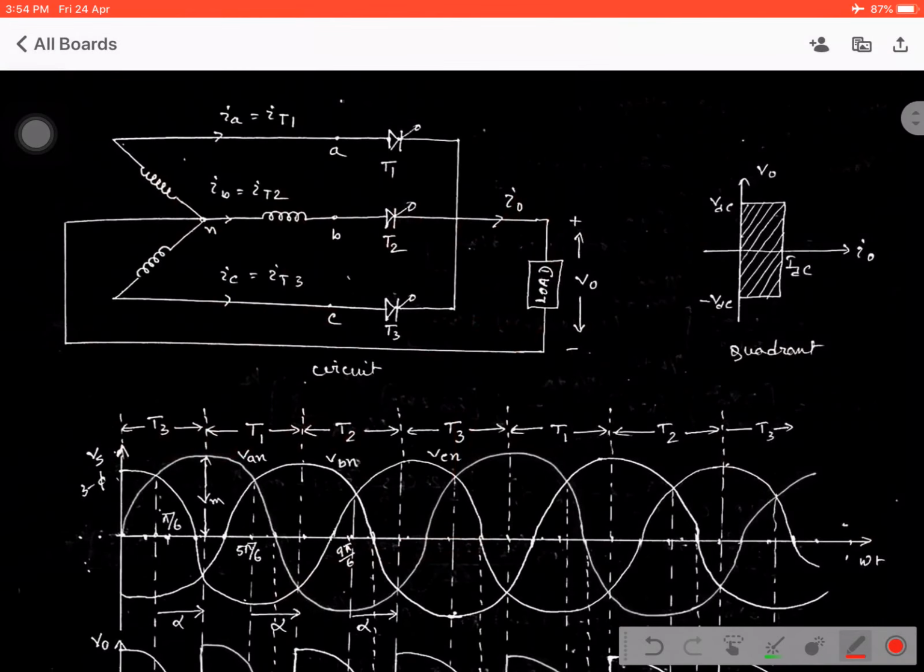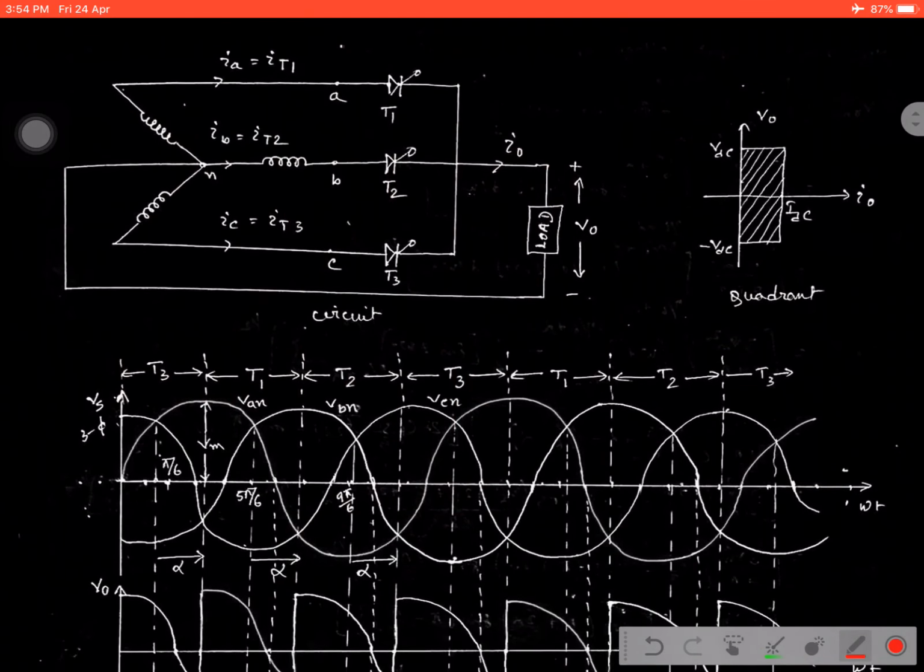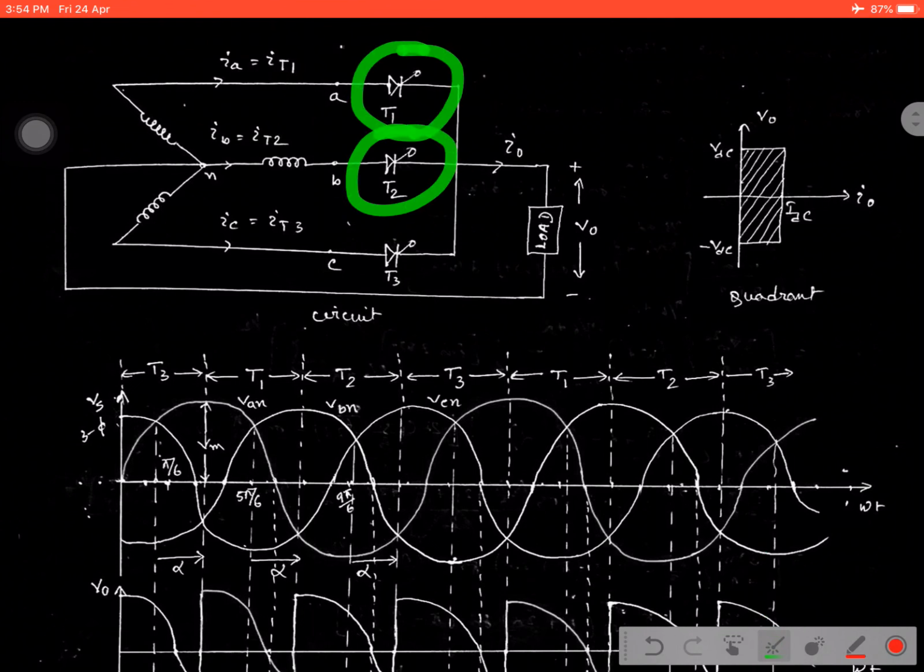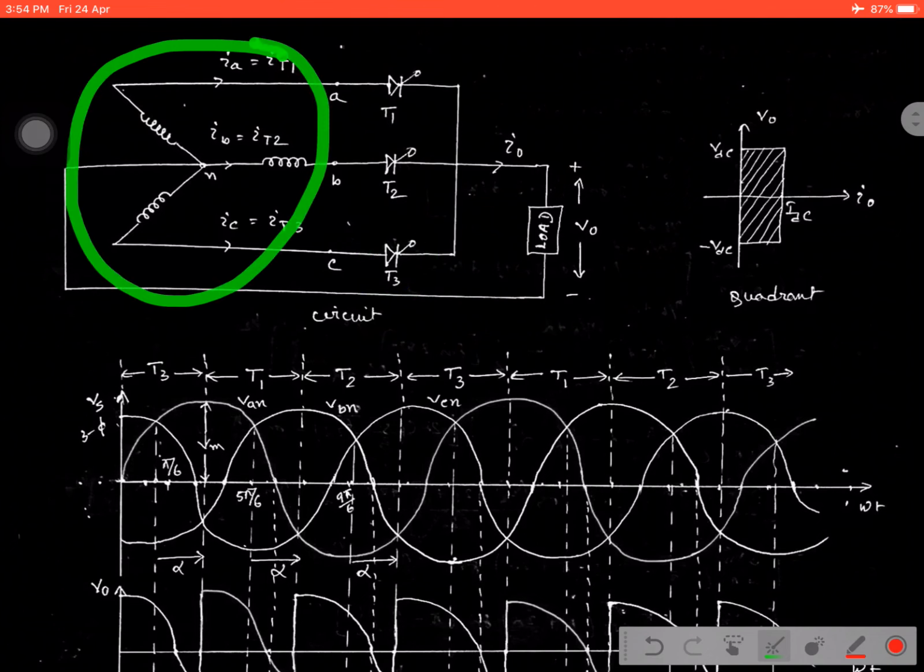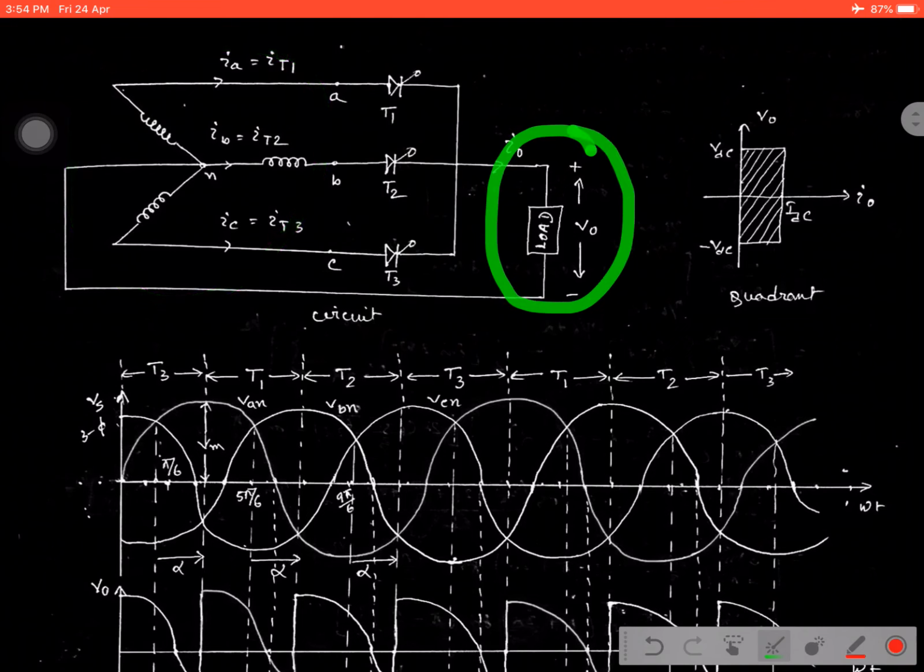we are going through the circuit diagram. This is the circuit diagram given here. See this circuit diagram, we are using the three switches or thyristors, that is T1, T2 and T3. As it is a three-phase converter, that is why we have given a star connected three-phase supply here, and we are adding a highly inductive load to the load terminal.